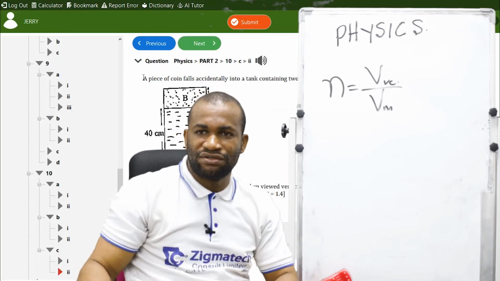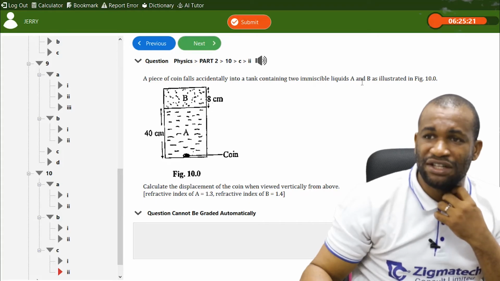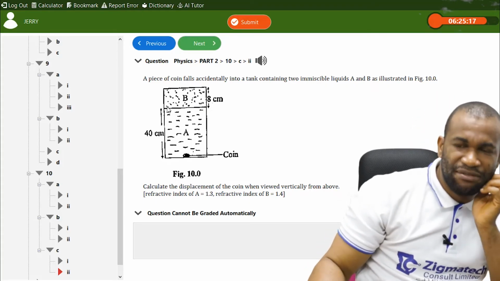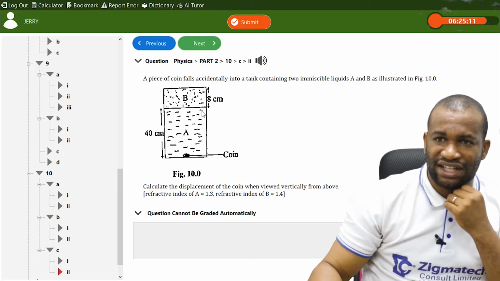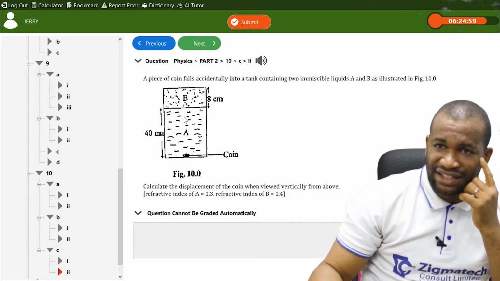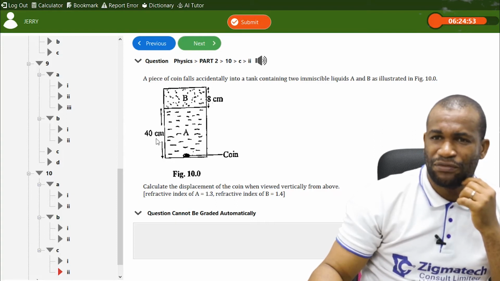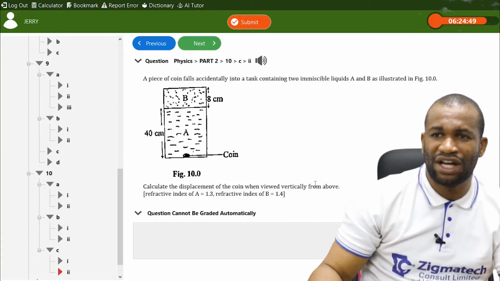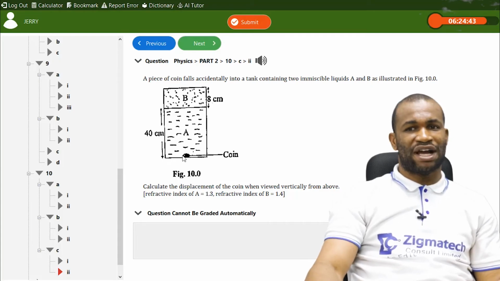Then we have this question. A coin falls accidentally into a tank containing two immiscible liquids, A and B, as illustrated. When we talk about immiscible liquids, we are talking about liquids that can never mix, for example oil and water, as shown in this diagram. This is the first liquid, which has a real depth of 8 cm. And this is another liquid with a real depth of 40 cm. And the coin, you know what happens here, it is all about real and apparent depth. The coin will never appear to be here.